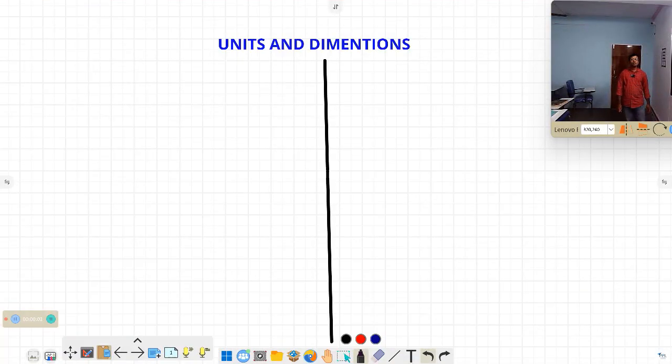Dear students, today we are going to discuss the 11th class first topic, units and dimensions. What we are going to learn in this topic: units and dimensions is the most basic topic for all the topics up to 11th and 12th. It is a basic. We have to know what we are going to learn.